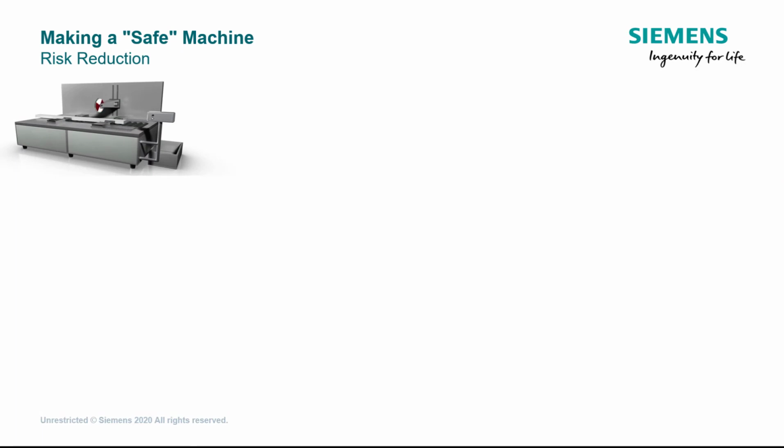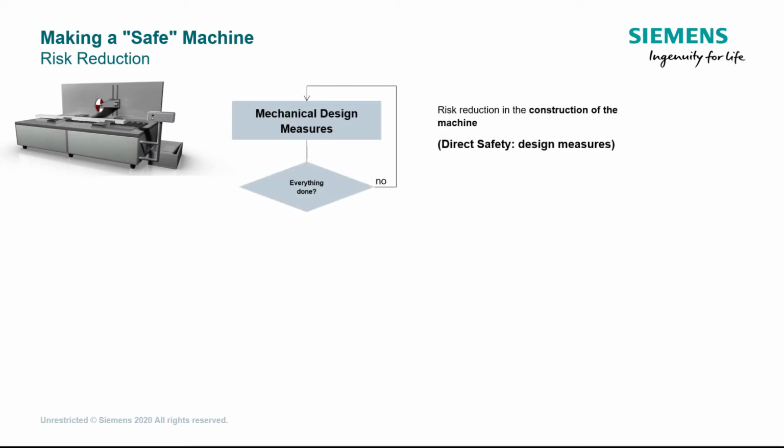As we take a closer look into the area of risk reduction, here it's typically broken into three different areas. The first being what they call mechanical design measures.